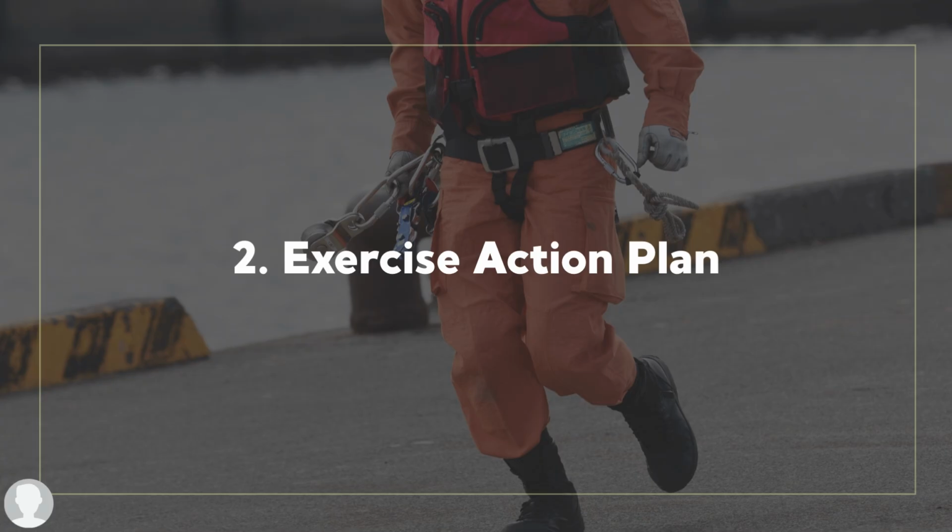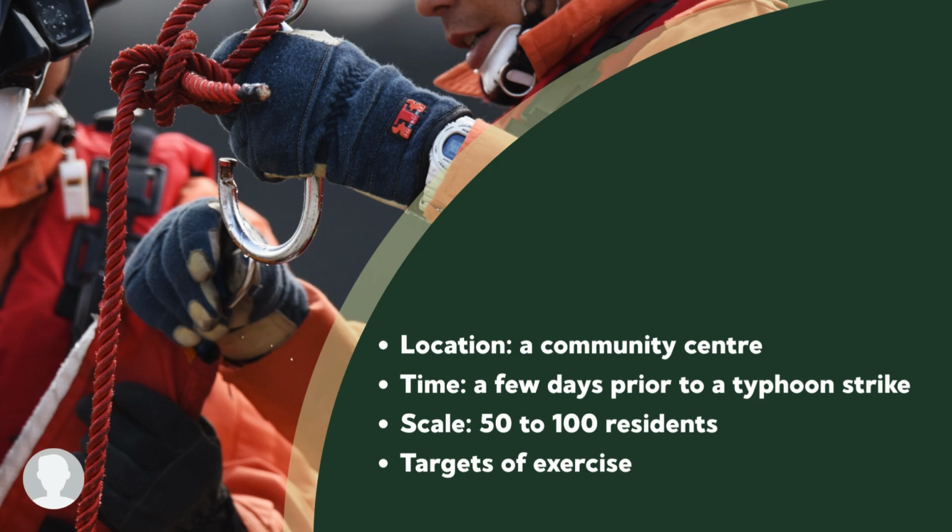After knowing the disaster and potential risks, let's move on to the action plan that we've outlined for minimizing the impacts of the disaster. The action plan will be held at a community center with around 50 to 100 residents just a few days before a typhoon in order to enhance their preparedness. And there are four targets for the exercise. We'll talk through them on the following pages.